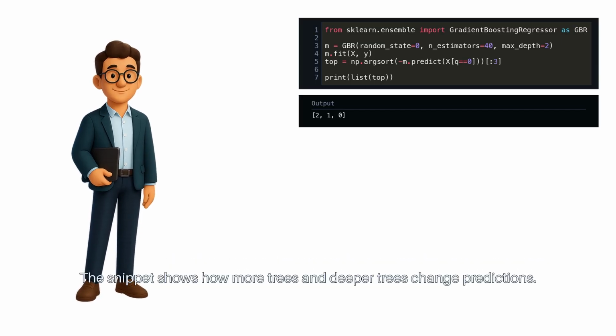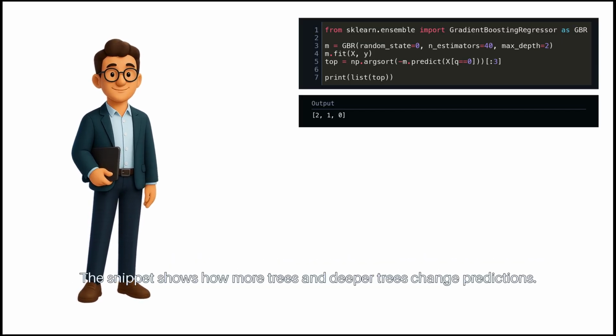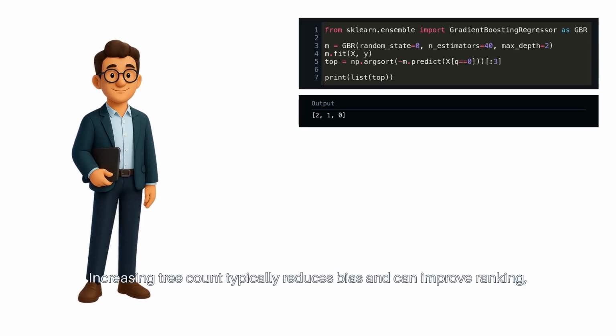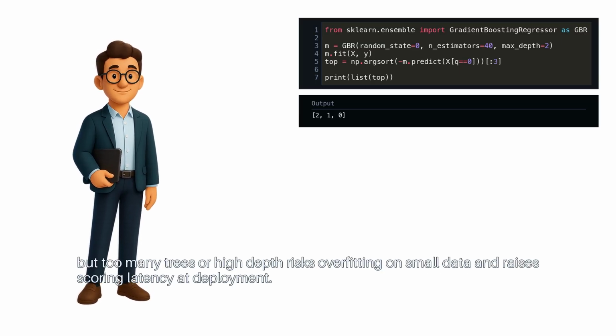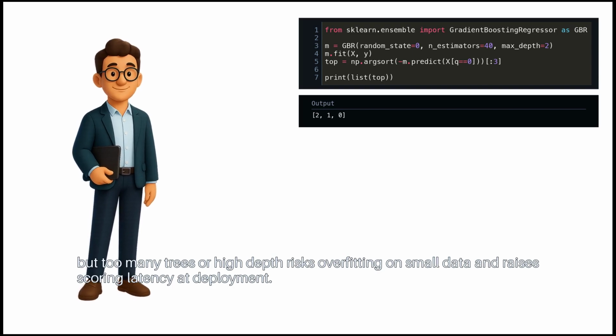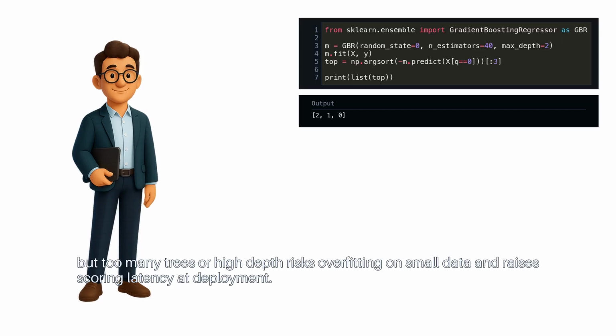The snippet shows how more trees and deeper trees change predictions. Increasing tree count typically reduces bias and can improve ranking, but too many trees or high depth risks overfitting on small data and raises scoring latency at deployment.